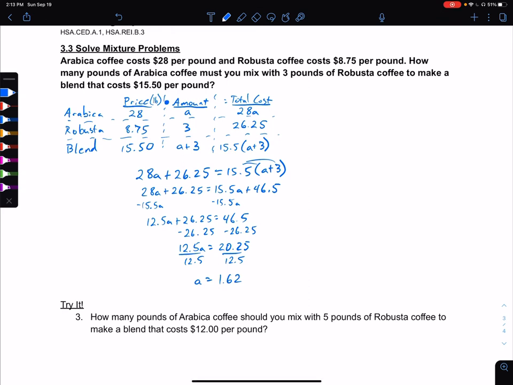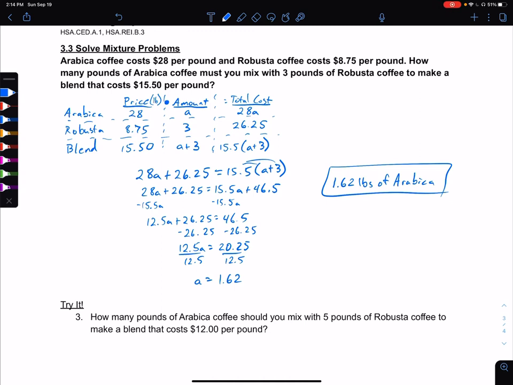Make sure you answer the question. It asks, how many pounds of Arabica coffee must you mix with 3 pounds of Robusta coffee to make a blend that costs $15.50? Well, A was the amount of Arabica coffee, so A is our answer. So you would say 1.62 pounds of Arabica, and that would be your answer. So if we wanted to blend, we would need 3 pounds of the Robusta coffee and 1.62 pounds of the Arabica coffee if we wanted a blend that costs $15.50 per pound.